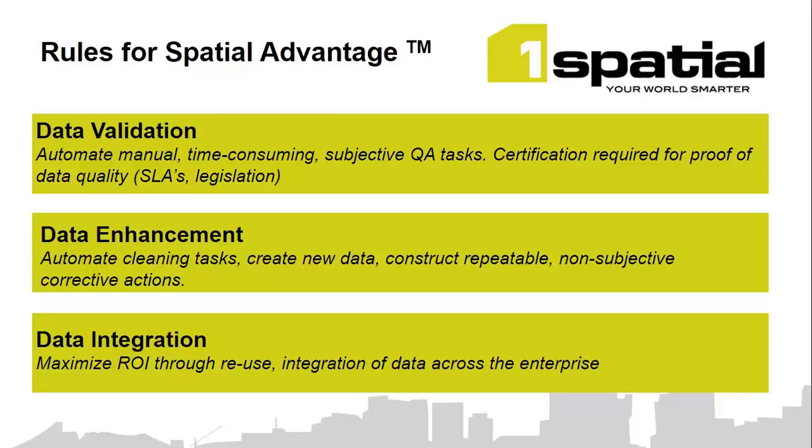At One Spatial, we define three aspects for having the spatial advantage: data validation, data enhancement, and data integration. The One Integrate product has a rules engine that can automate the validation of geospatial and non-geospatial datasets. This reduces the time-consuming and subjectivity when doing a manual quality assurance task.